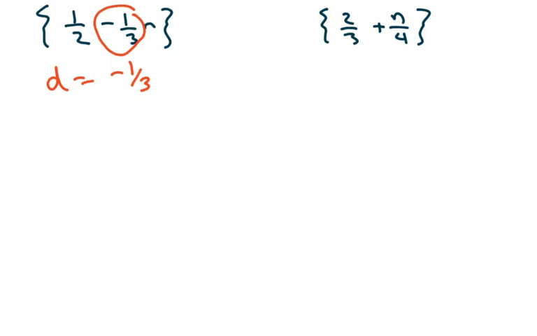And then you might want to use a calculator on this one. So I already did this one. You plug it in, and your first term is 1/6. Then you're going to get negative 1/6. Then you're going to get negative 1/2. Then you're going to get negative 5/6.